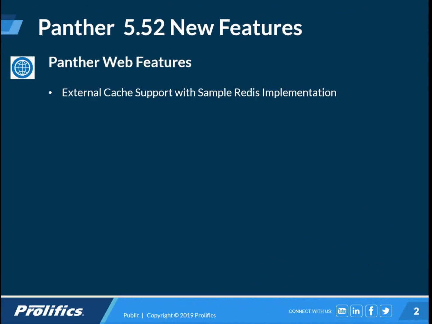External cache support. Today Panther Web supports file-based caching, meaning your application state like bundles and global variables are stored in a file on the web server. But with 5.5.2, you're able to save your state in an external cache, for example, in a Redis cache, which is an in-memory data structure storage. In fact, a sample of implementing Redis caching comes bundled with 5.5.2.